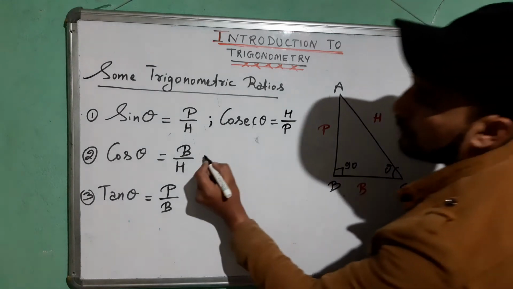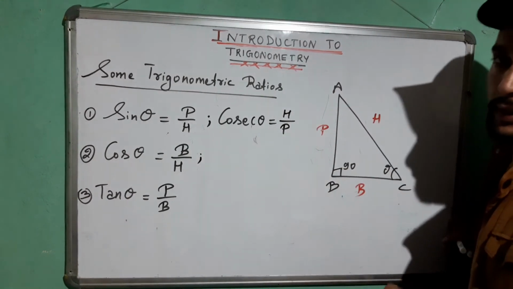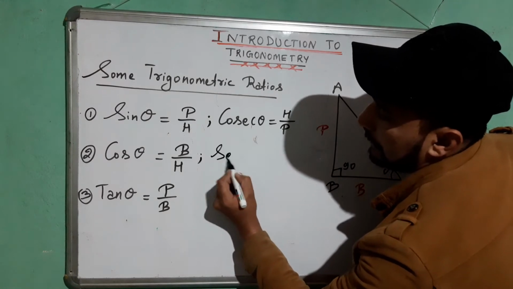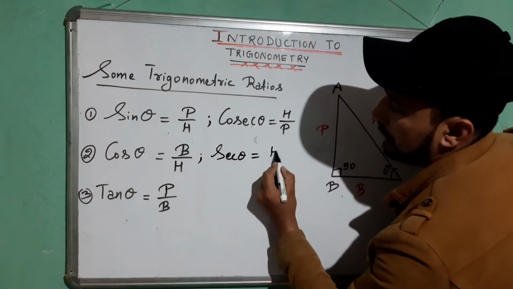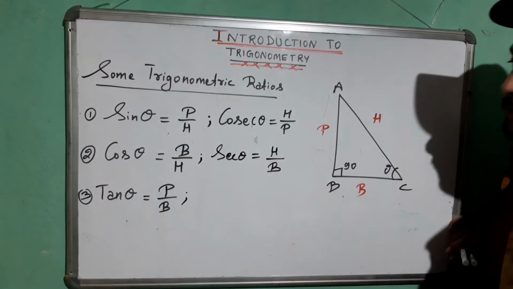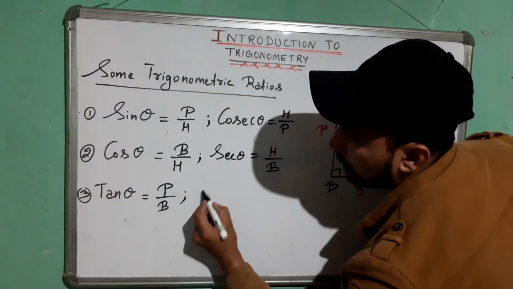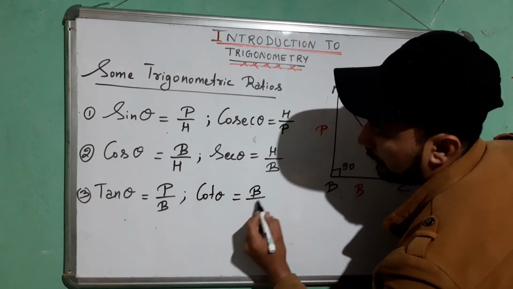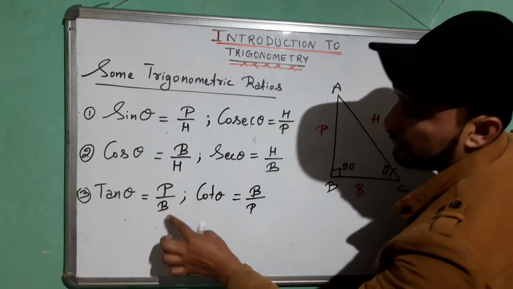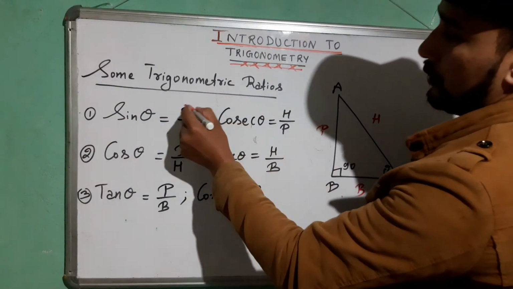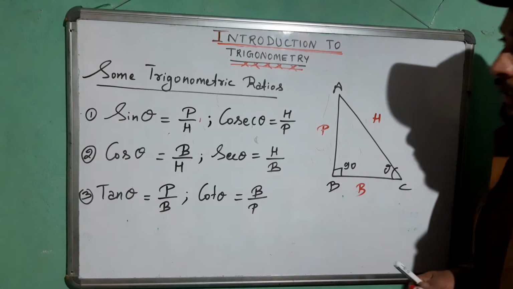Okay. Next, the reciprocal of cos theta is sec theta, S-E-C, sec theta. It will be H by B. And the reciprocal of tan theta is cot, C-O-T. Cot theta is equal to base by perpendicular, opposite of this. You just have to reverse. Okay. Hypotenuse goes up, perpendicular comes down.